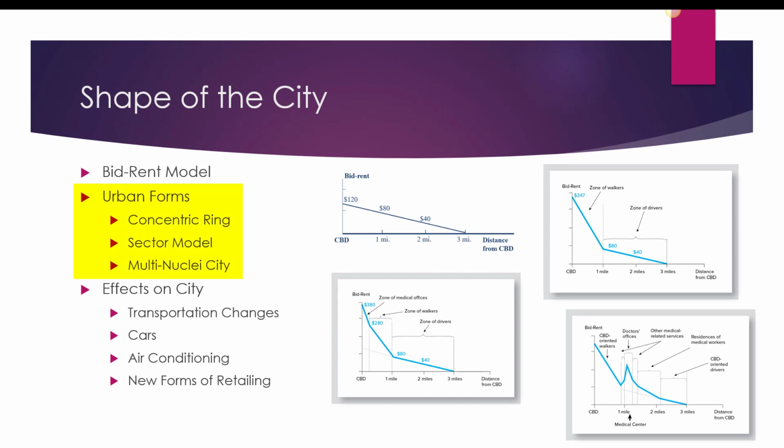And we've got three different pictures, or three different types of urban forms that we're going to consider. So the first one is the concentric ring model. This is an older model, a 1920s vintage model, and it's basically a picture of ever-growing, ever-expanding circles. Let me see if I can find a picture of that.